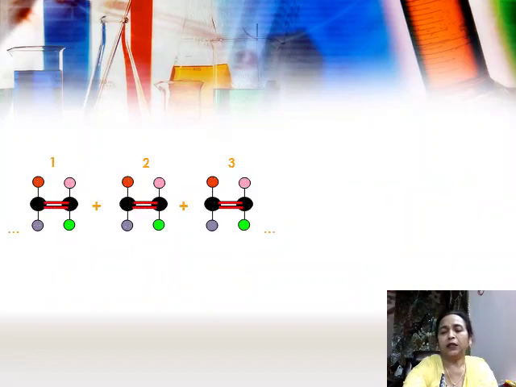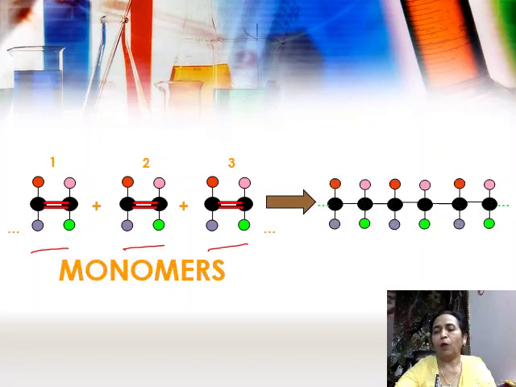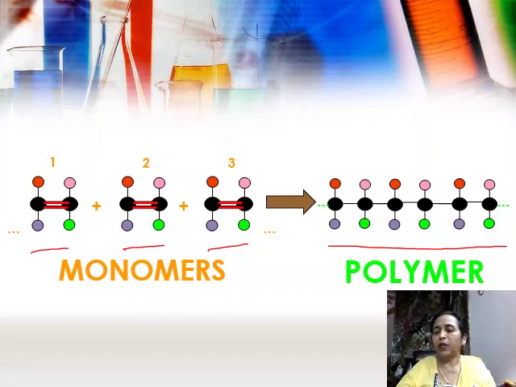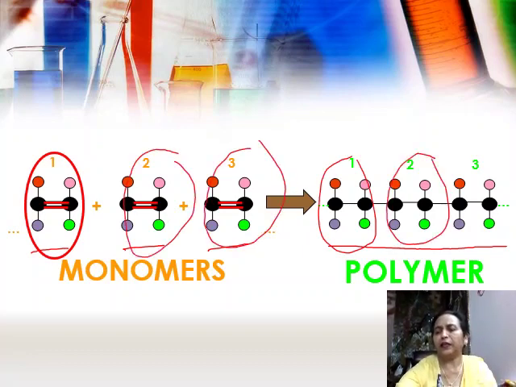Again, you can see three monomers 1, 2 and 3. When they combine together, they form one big molecule which is called polymer. So, plastic is also a polymer. Monomer 1, monomer 2, monomer 3, and here you can see the third monomer. The difference is, instead of this plus, you can see a bond formed between the monomers to form a polymer.